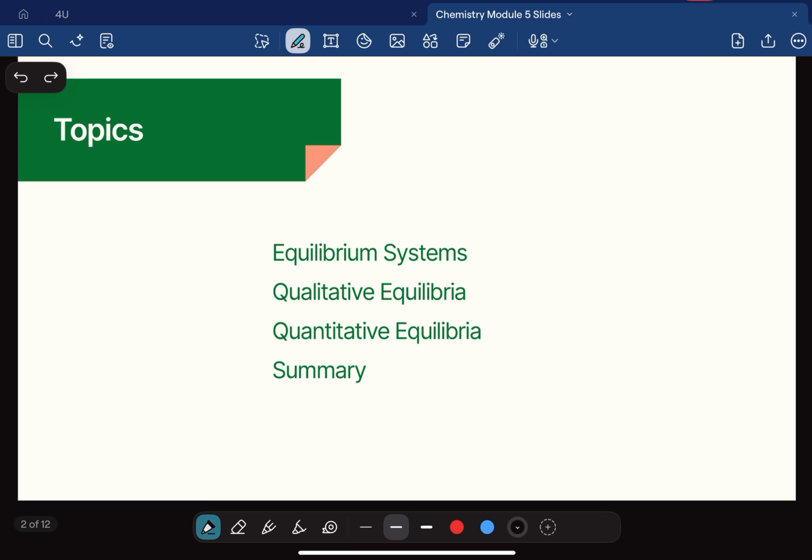So there's 4 topics, actually 3 in the summary, but I'll be splitting up into 4 videos. So we have equilibrium systems, qualitative and quantitative, and summary. So I'll be covering equilibrium systems today. Half of it is a revision from year 9 and 10, so it should be pretty straightforward. And there's only a bit of new content to learn.